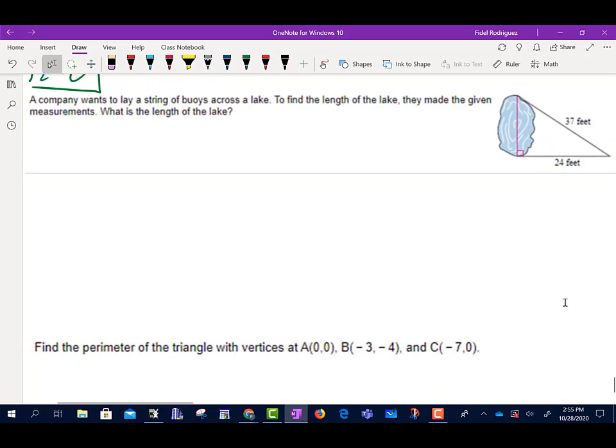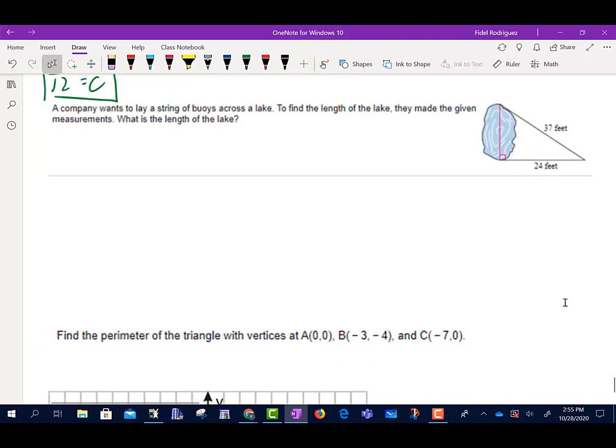Okay. So let's see if we can do this next one here. It says a company wants to lay a string of buoys across a lake. To find the length of the lake, they made the given measurements. What is the length of the lake? All right, I bet you we can do this. Here's my 90-degree right triangle, right? This is my A, this is my B, that's my C.